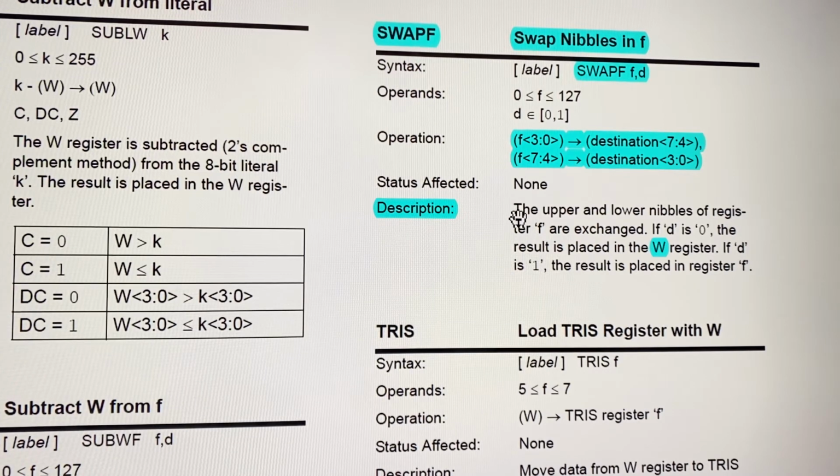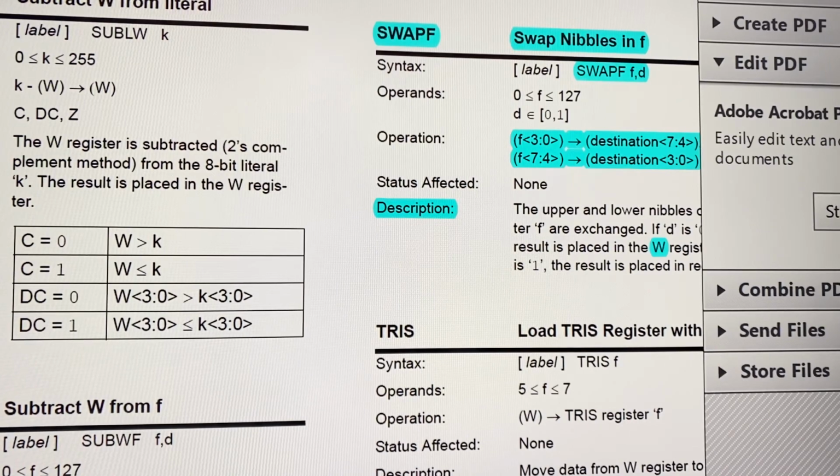And this is the description. The upper and lower nibbles of register F are exchanged. If D is 0, okay, this D, the destination, if D is 0, the result is placed in the W register. Okay, and that's what we're doing. We are putting the result in the W register. So we are reading port B by doing that.